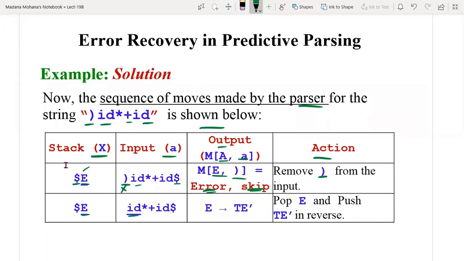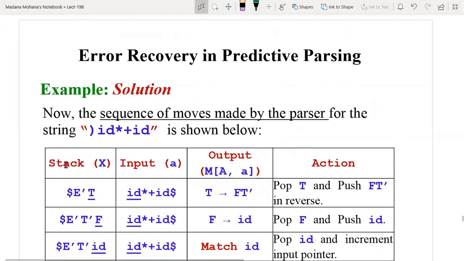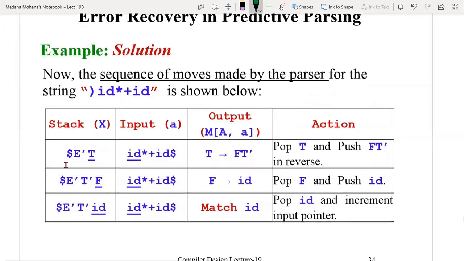Now E on ID, you can see the entry contains a production, E goes to TE dash. So you have to pop E and push E dash T in reverse. The remaining process is the same as we discussed in the working of the predictive parser. Now E is substituted, and the stack is E dash T. Now T on ID again contains a production, T goes to FT dash. So you have to pop T, then push T dash F in reverse. Then the stack becomes E dash T dash F.